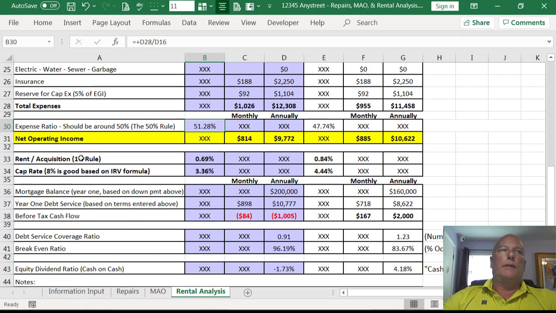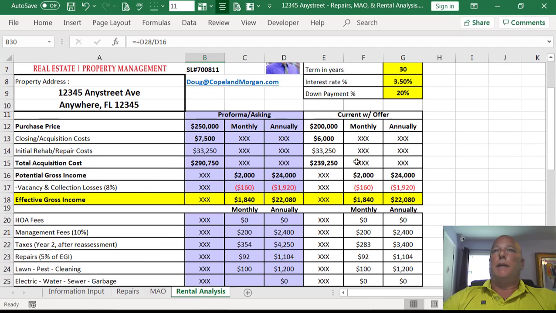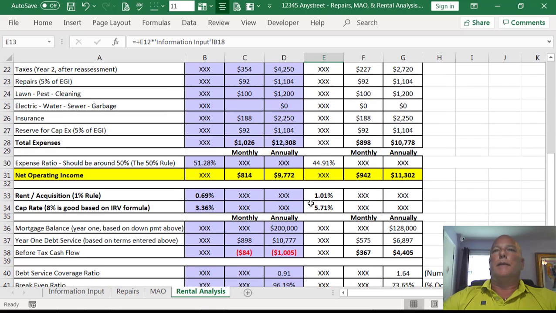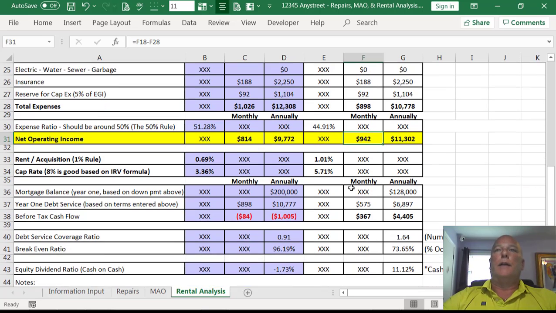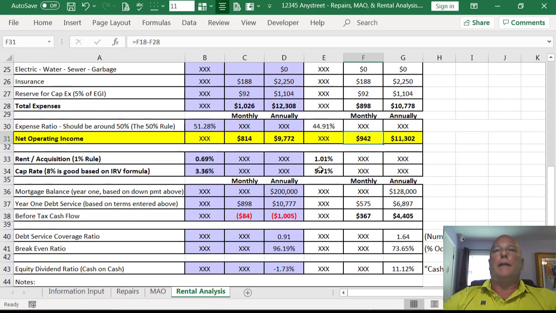But this rent versus acquisition cost, the 1% rule, these are both not in the right frame of mind, so to speak. So let's put something in here like 160 and see what that does to that number. See, now it's at 1%. Now it's kind of looking better. Now this went from like 800 and something to 940, 11,000 a year. And your cap rate is based on the ERV formula. And if you have any questions about that, you can let me know.